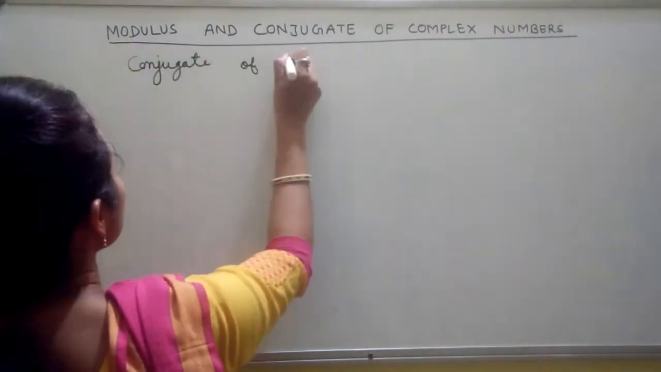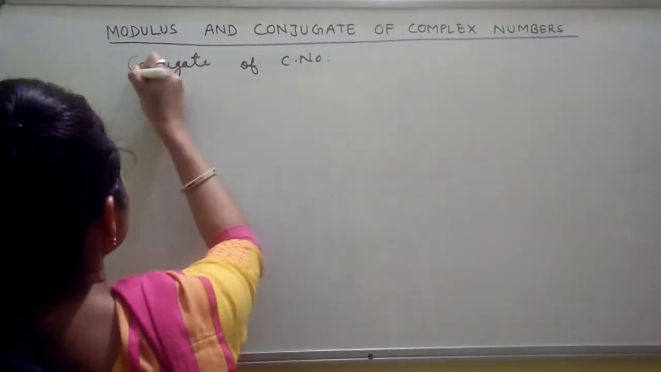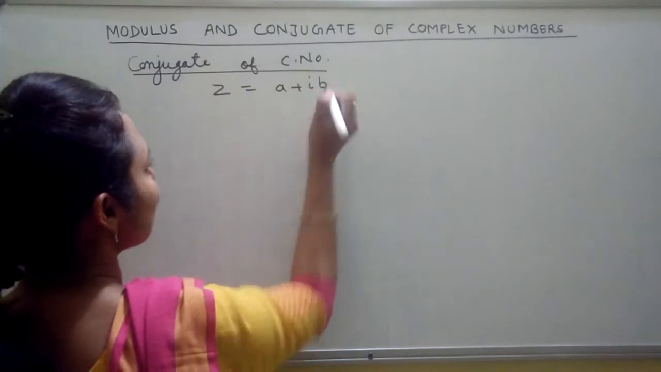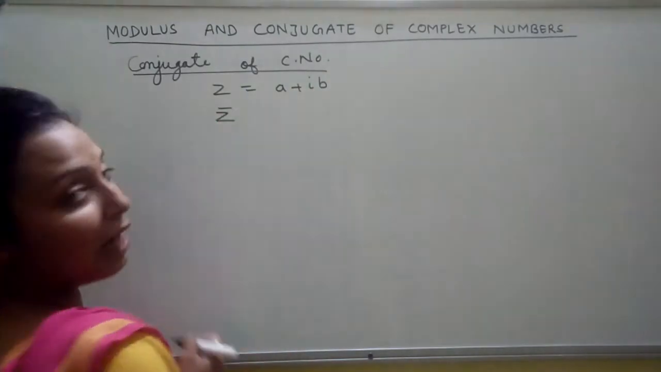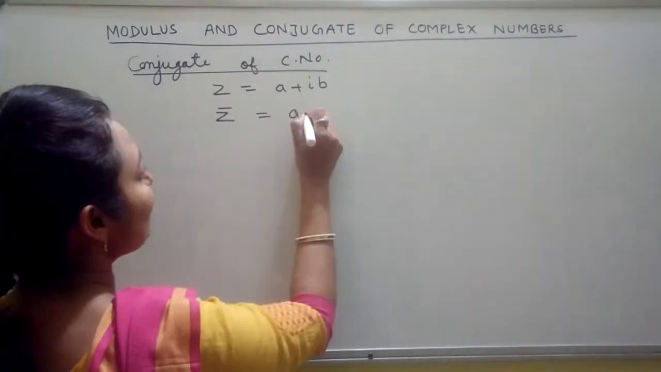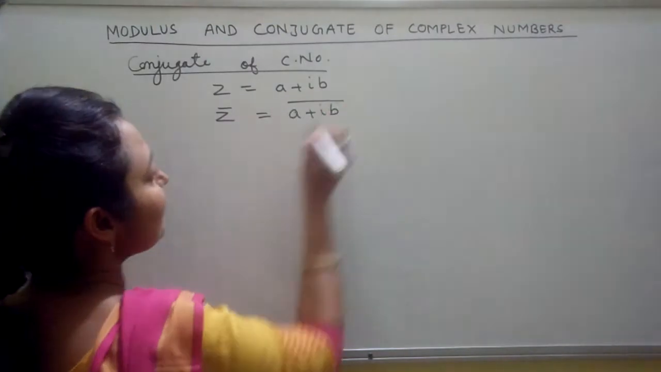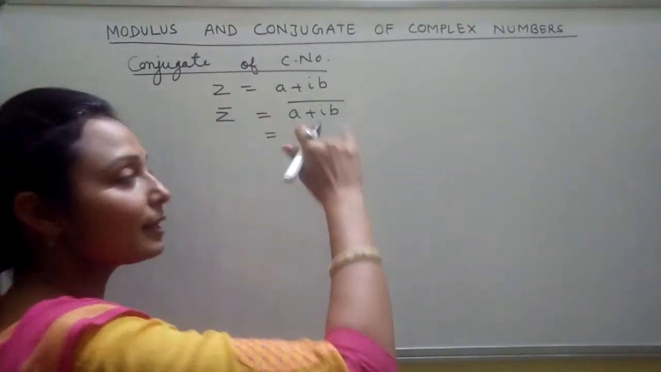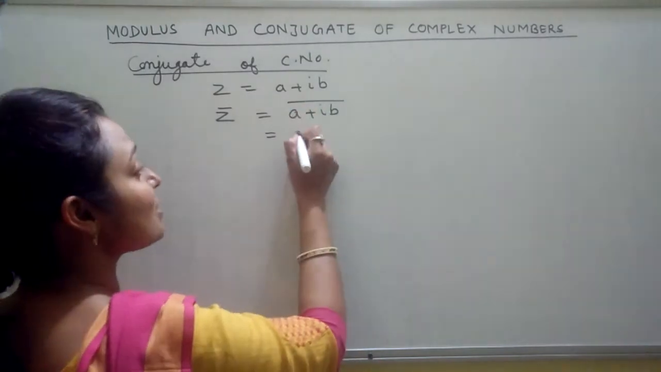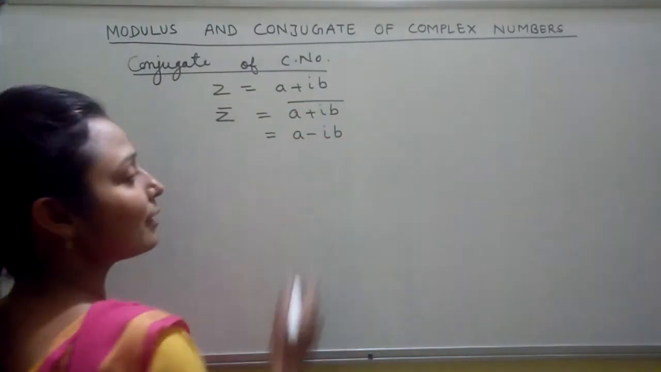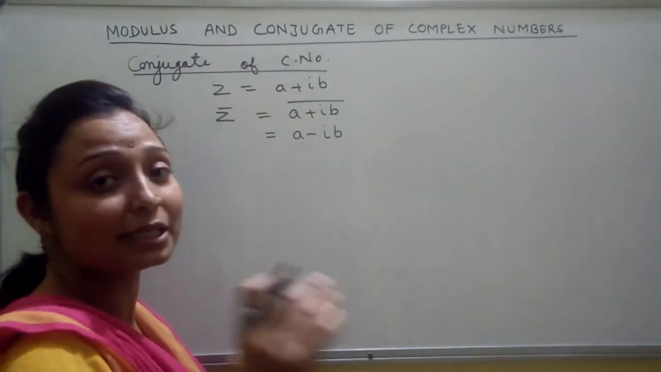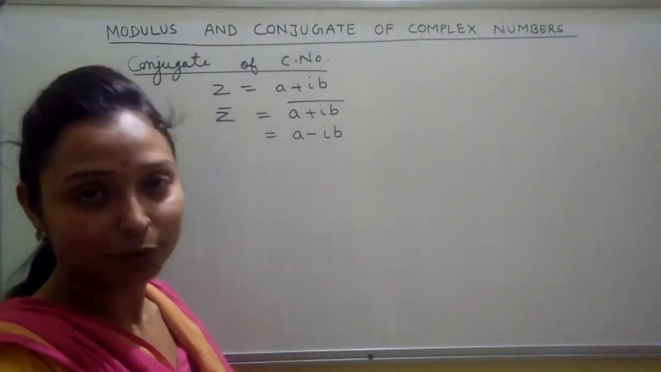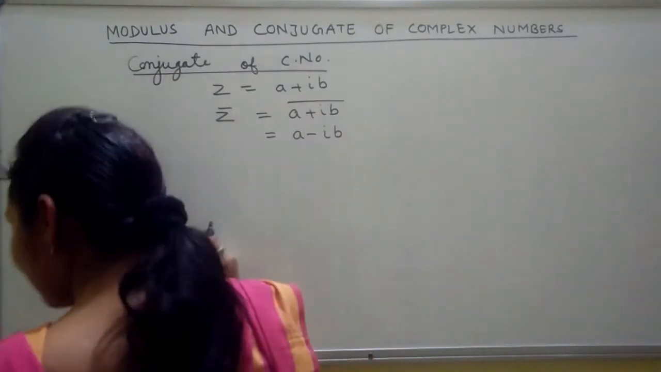Let us suppose we have one complex number a plus iota b. The conjugate is represented by a bar, that is (a plus iota b) bar. This means that if there is a negative sign, you have to convert it into positive, and if there is a positive, you have to convert it into negative. Conjugate means change the sign of the imaginary part.